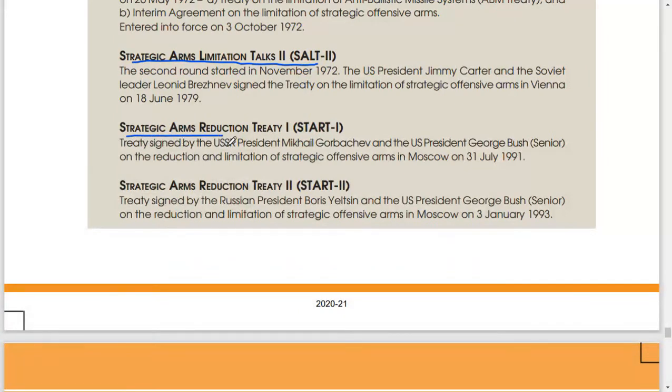Strategic Arms Reduction Treaty 1, START 1. The treaty was signed by the USSR President Mikhail Gorbachev and the US President George Bush Sr. on the reduction and limitation of strategic offensive arms in Moscow on 31 July 1991. Strategic Arms Reduction Treaty 2, START 2. The treaty was signed by the Russian President Boris Yeltsin and the US President George Bush Sr. on the reduction and limitation of strategic offensive arms in Moscow on 3 January 1993.